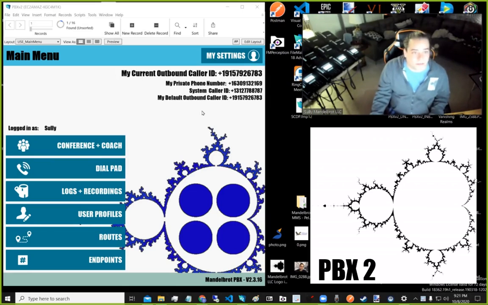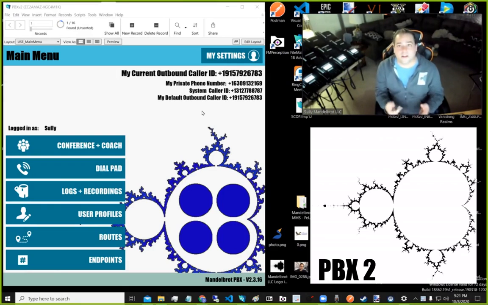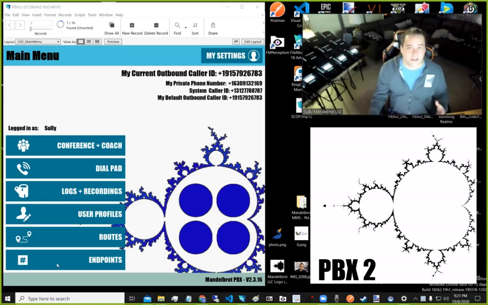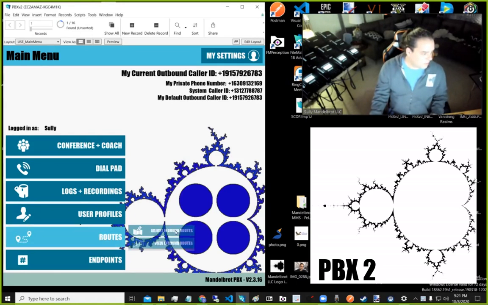All right, this is Mandelbrot PBX version 2. This is meant to integrate office, home, and cell phone networks together for business purposes, allow people to get calls on their cell phones or their desk phones or a variety of the two mixed together. So let's show you what we mean by that.